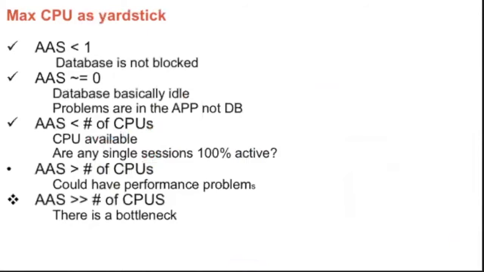We have this value, average active sessions, the number of concurrent sessions over a bucket, over our average period that we're using. If AAS is less than 1, we know the database is not blocked. In order for the database to be blocked, there has to be a user that's blocked. If users are blocked, they're in a state of waiting. They're not moving forward. So if your value is less than 1, the database is not blocked. People are making progress. If AAS is near 0, the second point, then the database is basically idle. And this is really cool. This is an important piece of information.